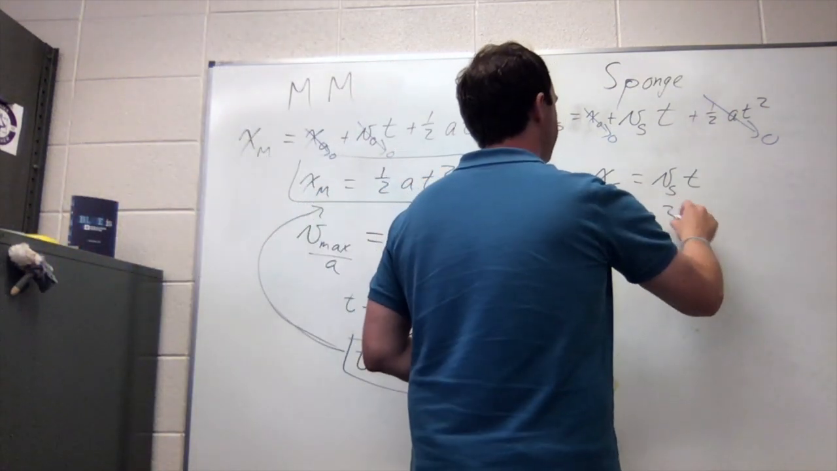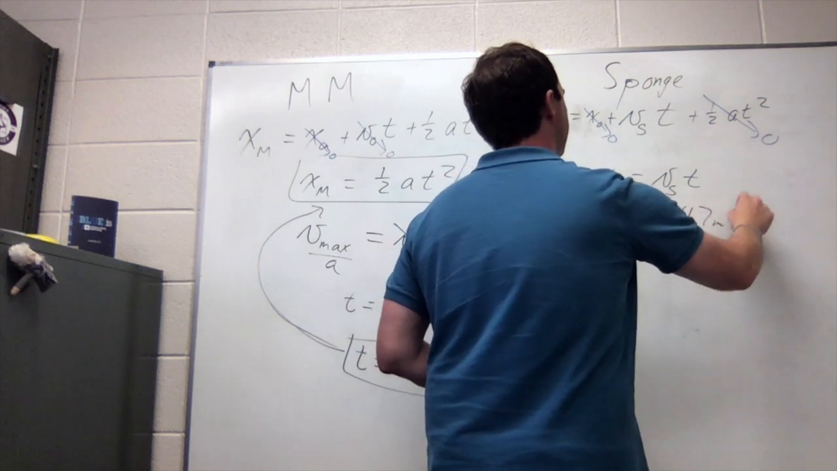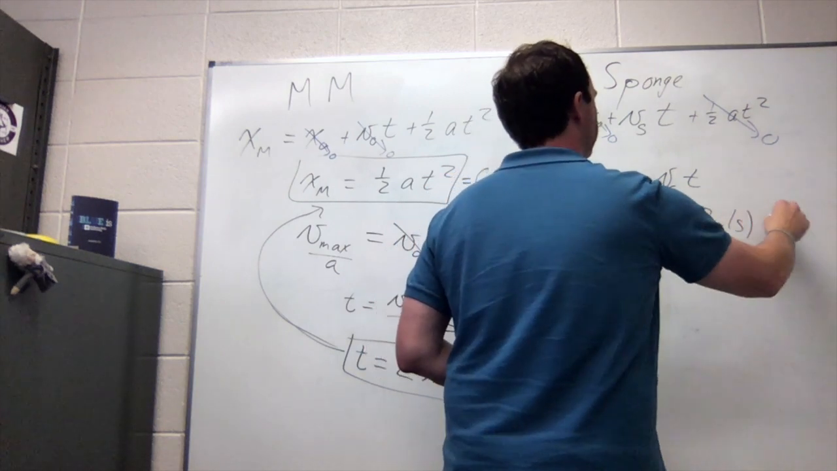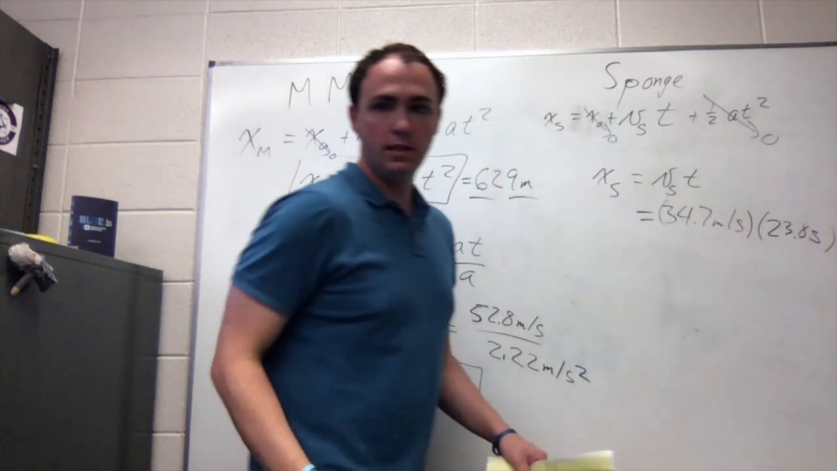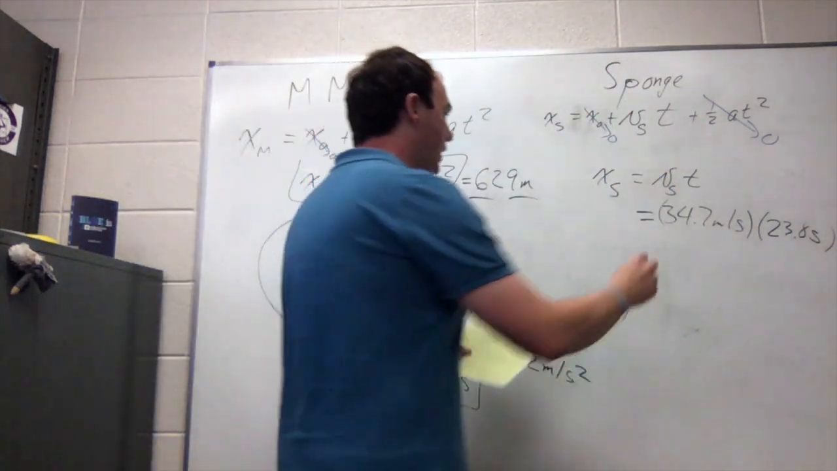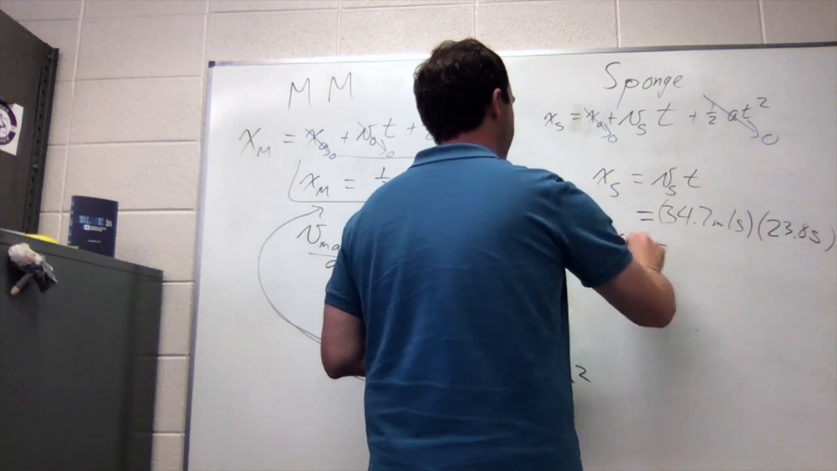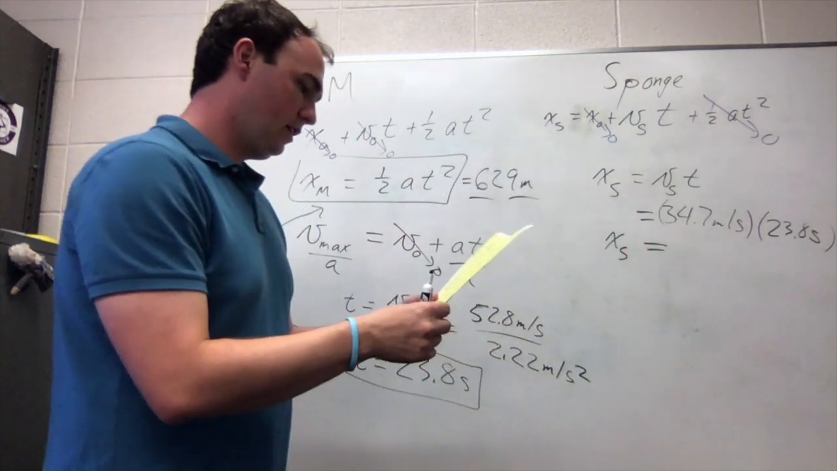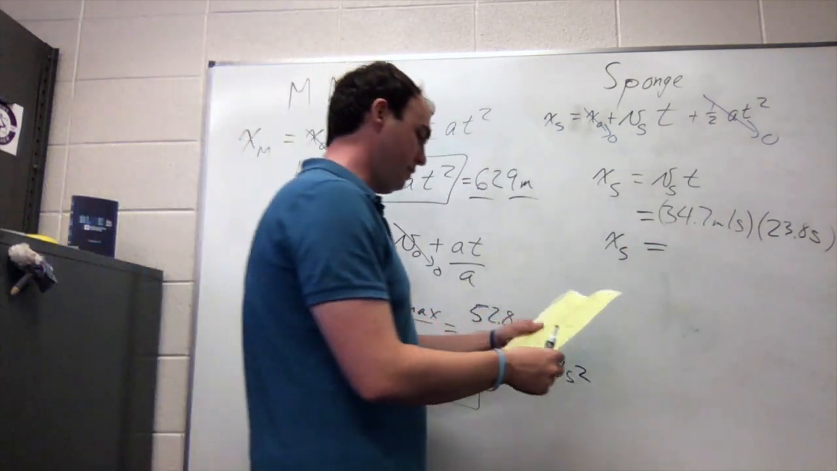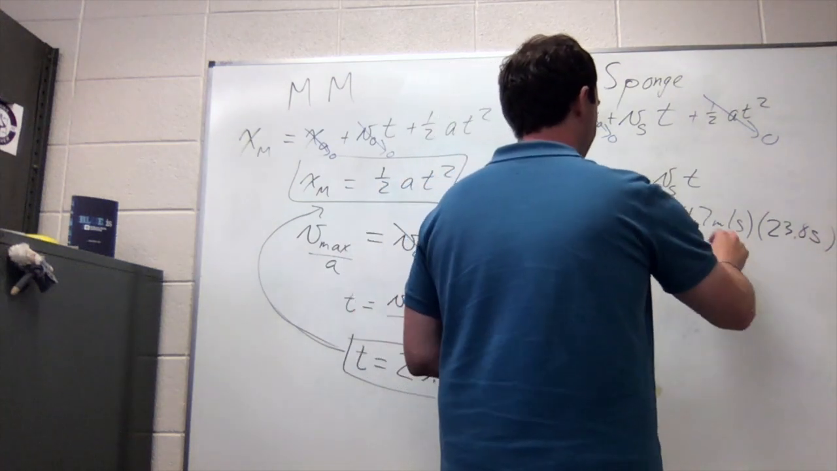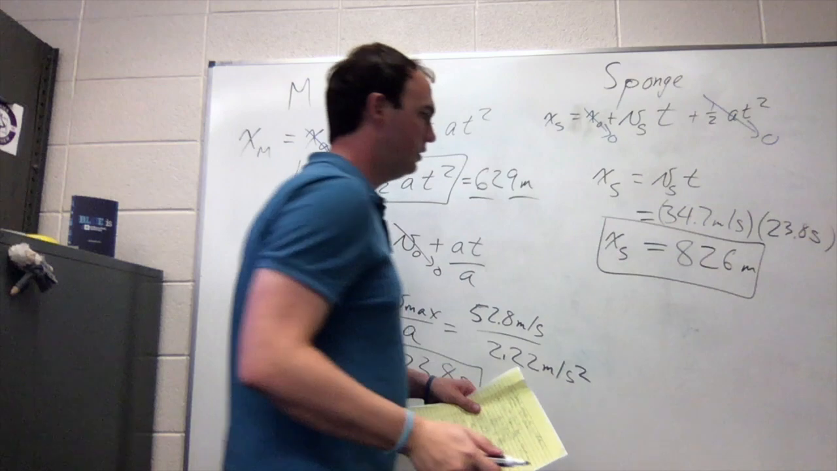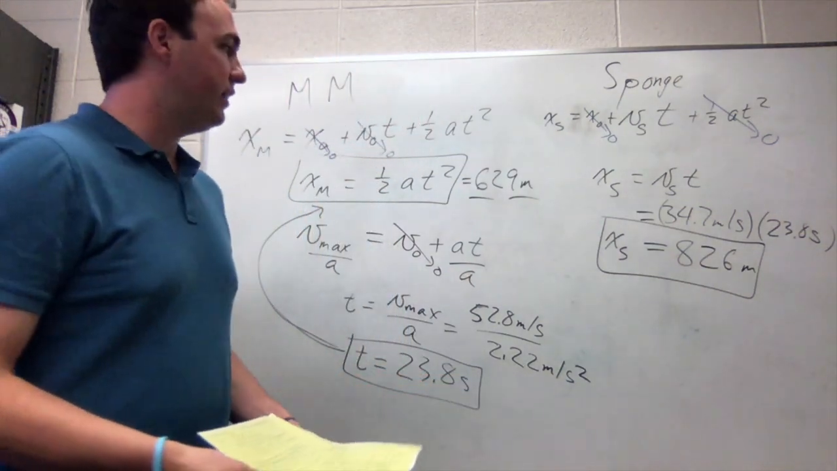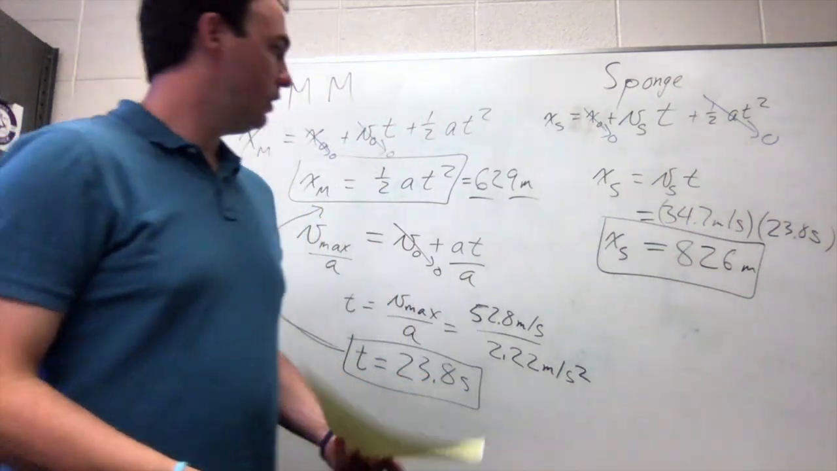So we use his velocity, 34.7 meters per second, multiply that by the time, 23.8 seconds. And that gives us that SpongeBob is at a position of what? SpongeBob is still ahead. He's at 826 meters. So that means that they're going to continue on for a while.